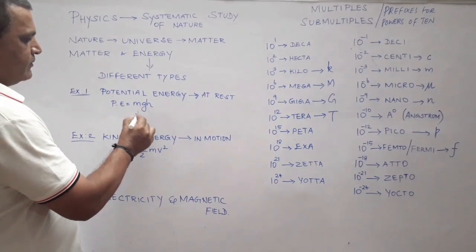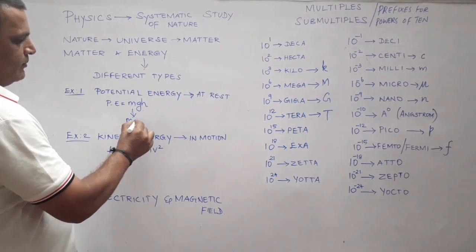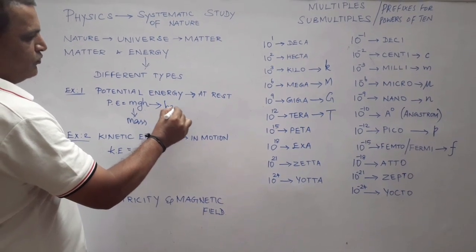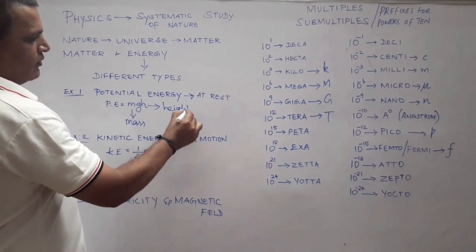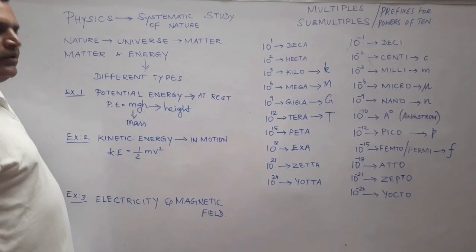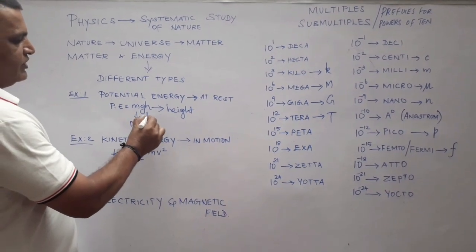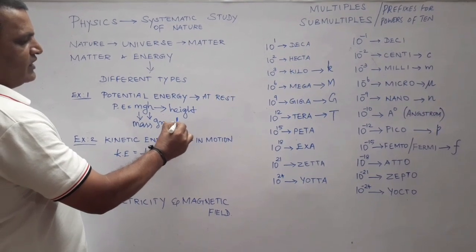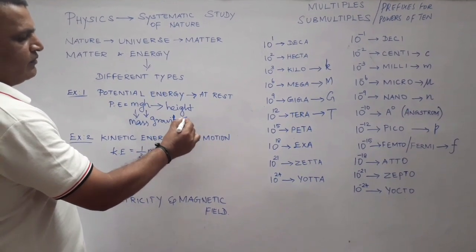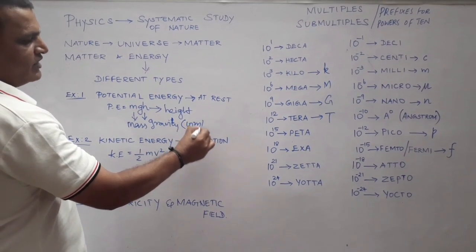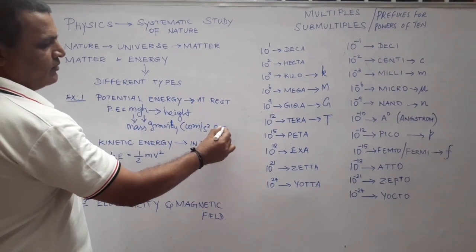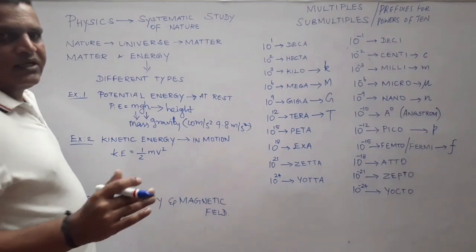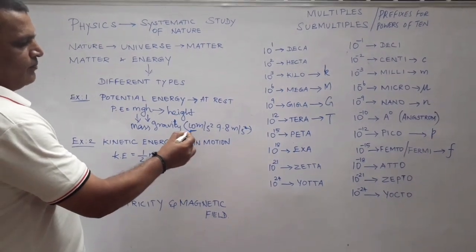Here m is the mass of the body, h is the height through which we are lifting the object, and g is gravity. So what is acceleration due to gravity? I am taking it as 10 meter per second square. Actually it is 9.8, but for our simplicity, I am taking it as just 10.